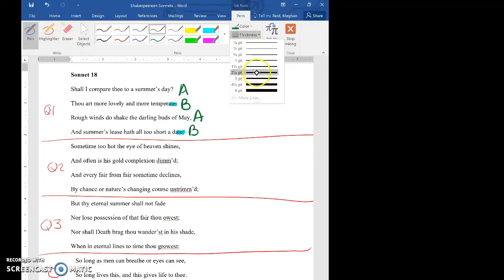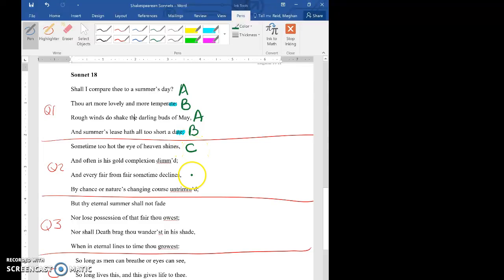If we take a look at quatrain 2, shines, dimmed, declines, untrimmed. None of those rhyme with any of the words in quatrain 1, so we start off with their own distinct letter. Shines and declines work together. Dimmed and untrimmed work together. Moving on to the next. Fade, owest, shade, growest.